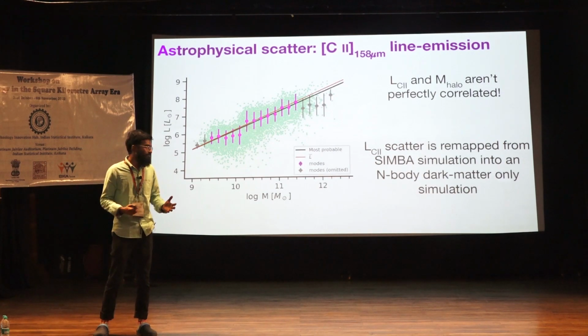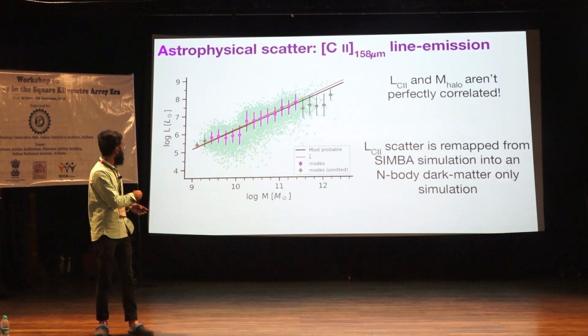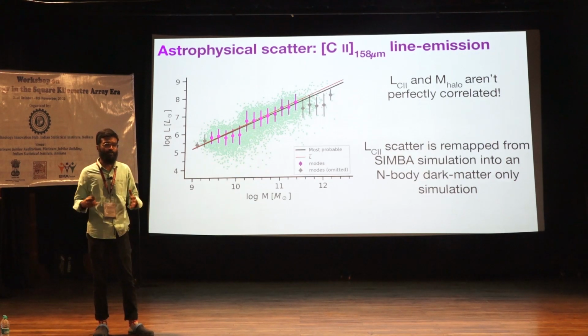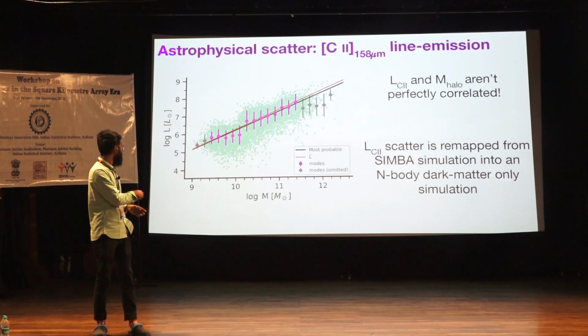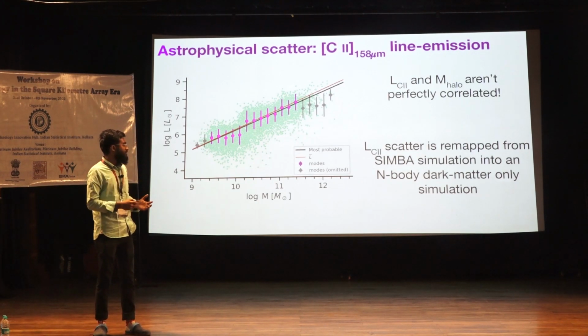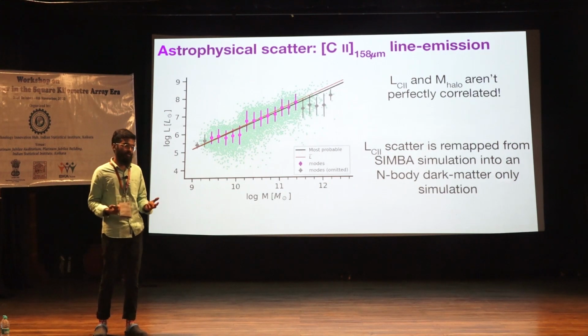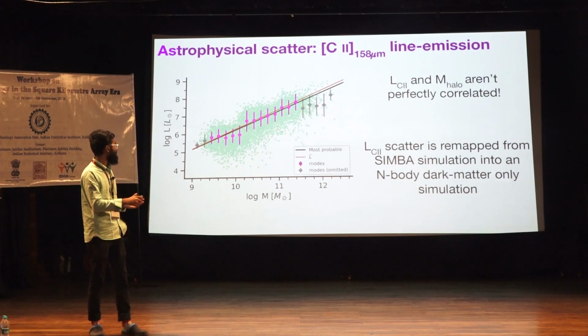But in reality, this is not the case. For example, we have used the data from the hydrodynamic SIMBA simulation, which shows that you can have a significant amount of scatter in the relation between the halo mass and the C II luminosity, which is also true for other line emissions as well. So in principle, this scatter will have a significant impact on the statistics that we are trying to determine, for example, the power spectrum.